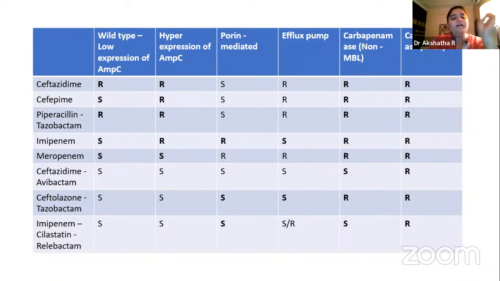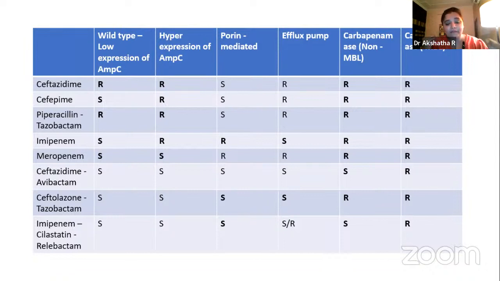That is why you won't be reporting ceftriaxone, or the first and second generation cephalosporins, in Pseudomonas, because these are constitutive or intrinsic resistance. There can be hyperexpression of AmpC, where your ceftazidime, cefepime, piptaz, or imipenem will be resistant.